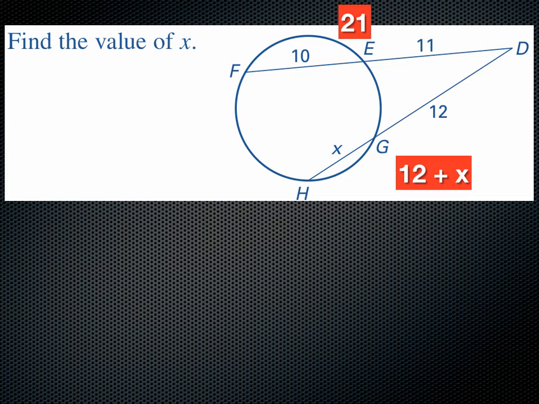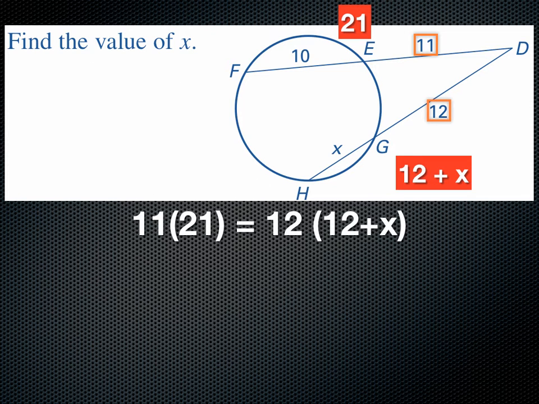The external segment of secant segment FD measures 11, and the external segment of secant segment HD measures 12. I know that when I multiply these two parts of my secant segments together, they should be equal to each other. So go ahead and set that up. Here I have external segment 11 times the whole secant segment, 21, equals 12 times 12 plus x. Go ahead and multiply and distribute, and you wind up with 231 equals 144 plus 12x.